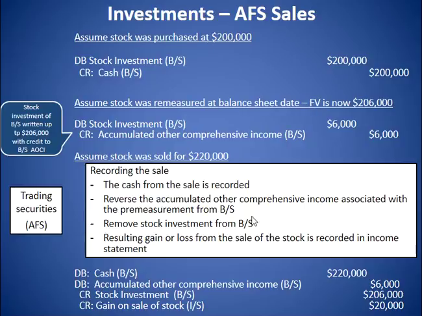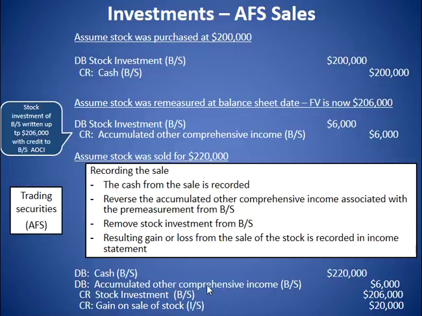Now let's assume that we're selling that security, the last critical event here. And in this case, when we record the sale of the security, the cash from the sale is recorded. We reverse the accumulated other comprehensive income associated with the remeasurement from our balance sheet date. We remove the stock investment from the balance sheet, and the resulting gain or loss from the sale of stock is recorded in the income statement. So you can see the debits and credits here. We have a debit to cash for $220,000. That's the amount that we're receiving from the sale.